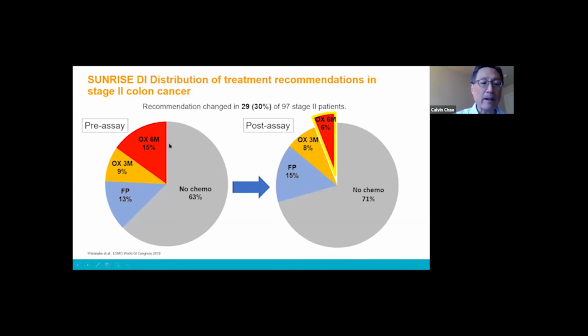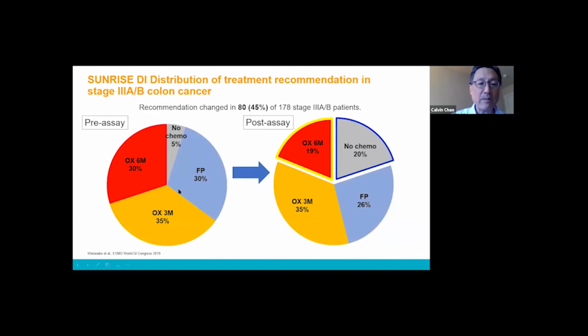stage 2, give chemotherapy to about 37% of the patients, but that chemotherapy was split between 5-FU alone and oxaliplatin for 3 or 6 months. After the assay, the 6-month oxaliplatin shrunk to only 6%, and 71% was the no chemo decision. So the patients de-escalated largely their chemotherapy after the assay.